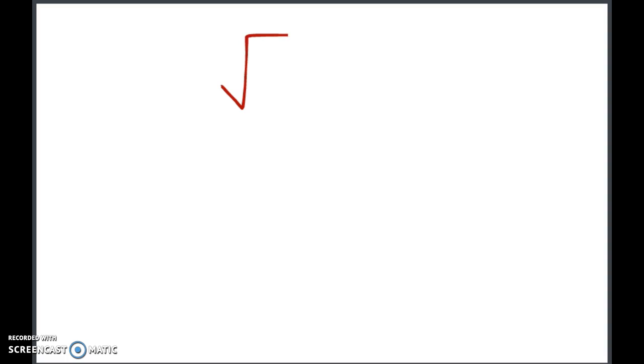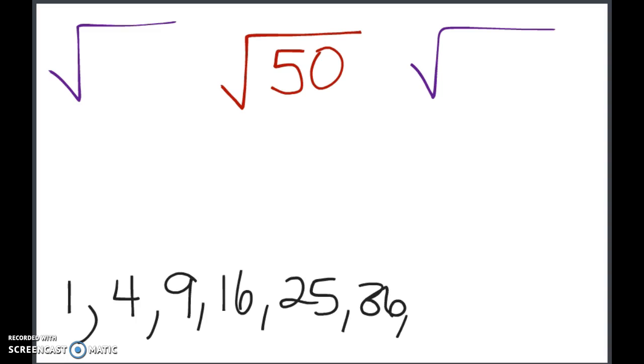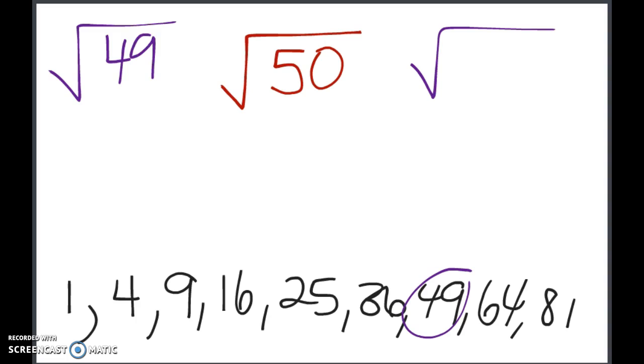Okay, so let's say I want you to estimate the square root of 50. Okay, so to do this, you want to think of your perfect squares. Okay, and we want to find one that's right above 50 and right below. So if I start thinking, I know my perfect squares are 1, 4, 9, 16, 25, 36, 49, 64, 81. Okay, I don't think I need to go much higher. Okay, so now the ones that are close to 50 are 49 is right below it, and 64 is a little bit above it.